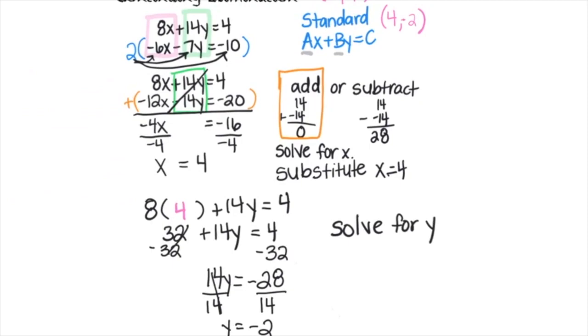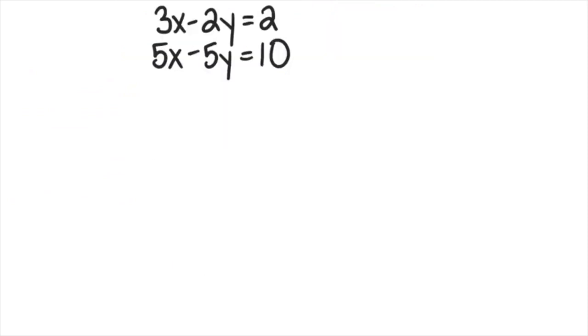All right, so one more example. So this problem, I'm going to look at my x's and I'm going to look at my y's. So here's my x's, here's my y's. Now with my x's and y's, I can't turn the 3 into a 5 or 5 into a 3, and I can't turn the 2 into a 5 or 5 into a 2. So we're actually going to have to multiply twice here. Whichever variable you pick, either one will work. You just got to make sure you follow the mathematical process correctly.